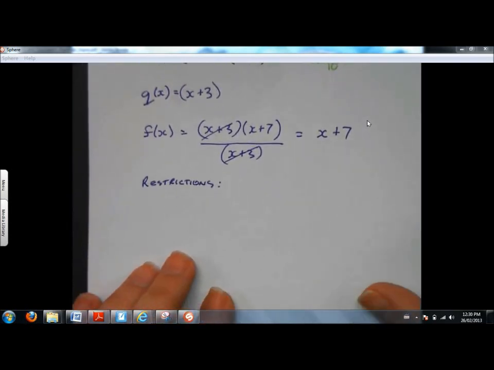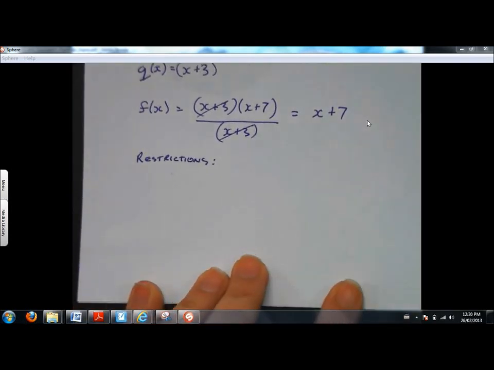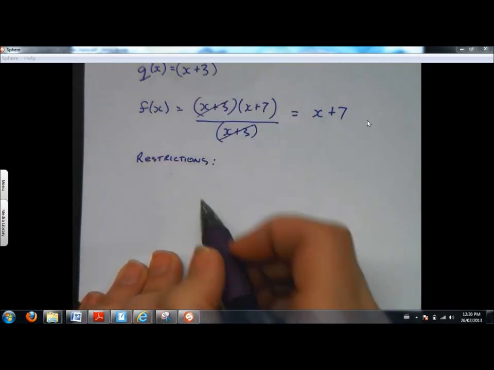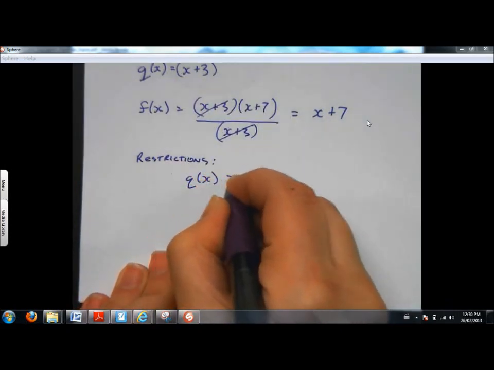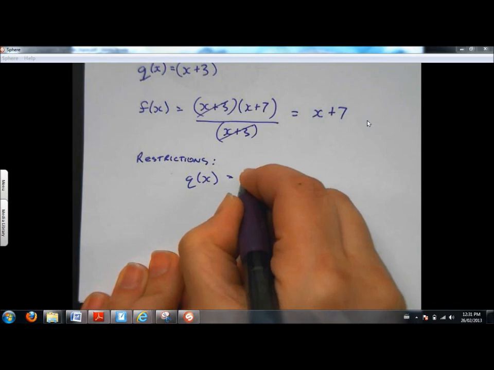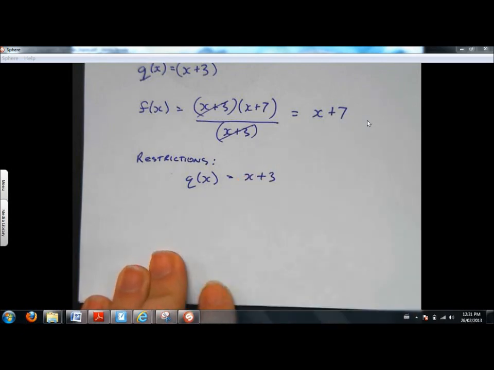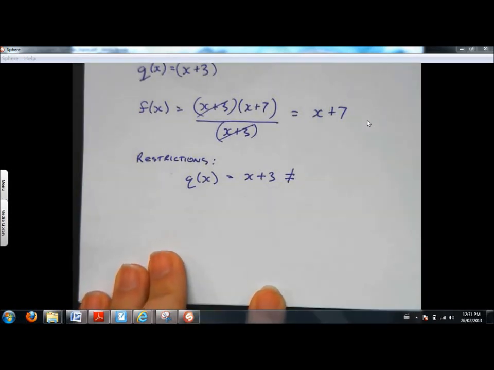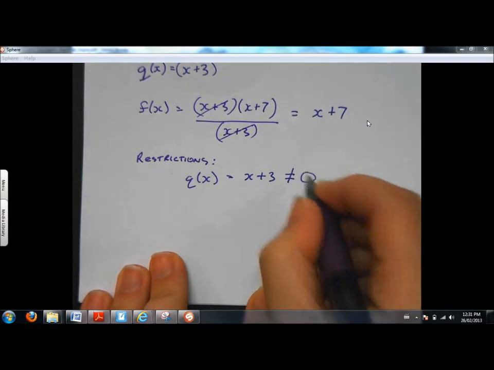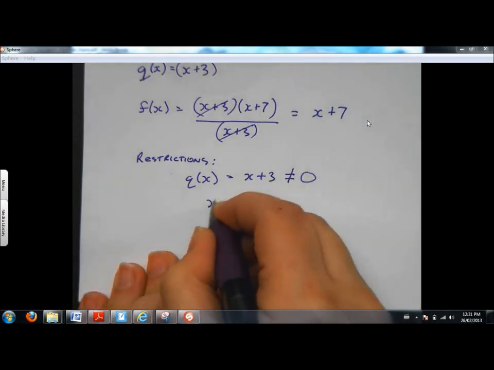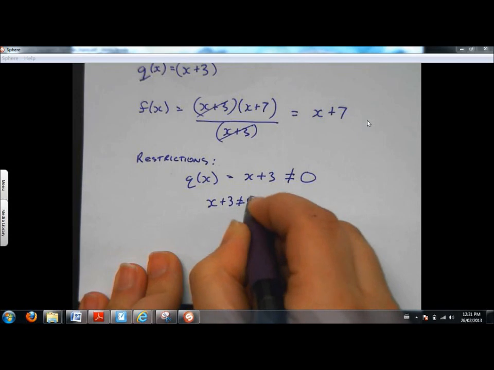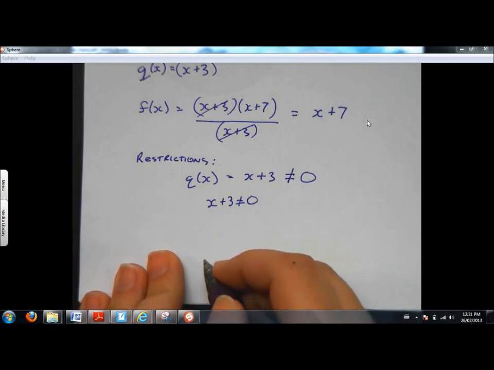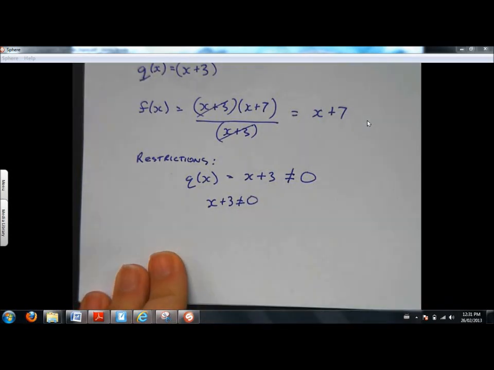To do the restrictions, I need to look at my denominator, my q of x. That was x plus 3. And I know that for my restrictions, the denominator cannot equal, that's an equal sign that's been broken by a line, cannot equal 0. So I have x plus 3 cannot equal 0. I can treat that does-not-equal sign just the same way I would treat an equal sign in an algebraic expression.